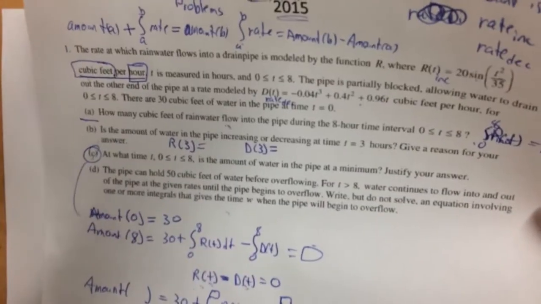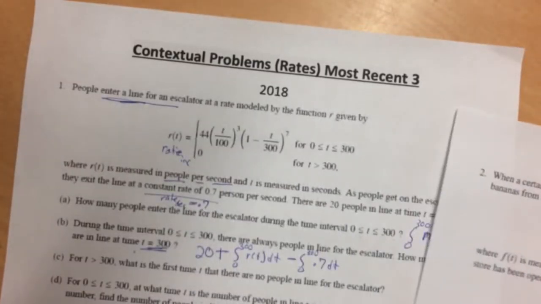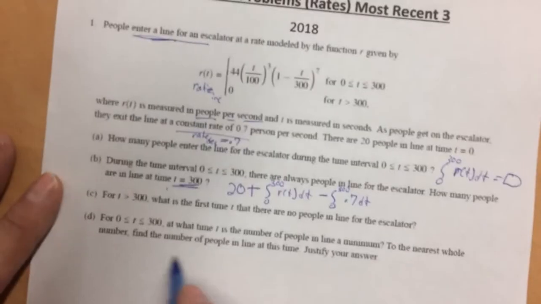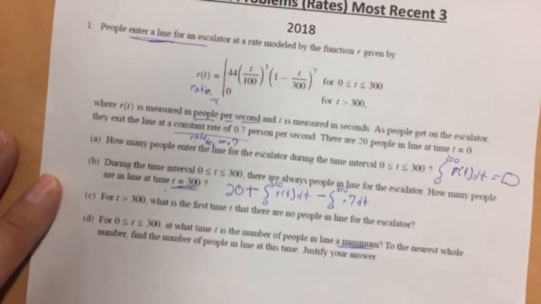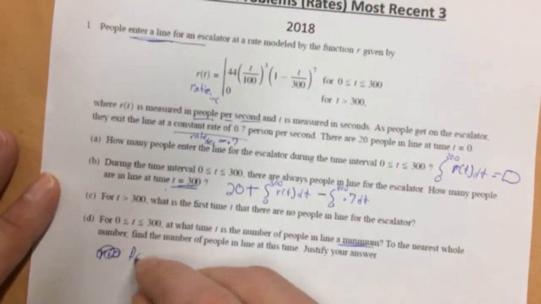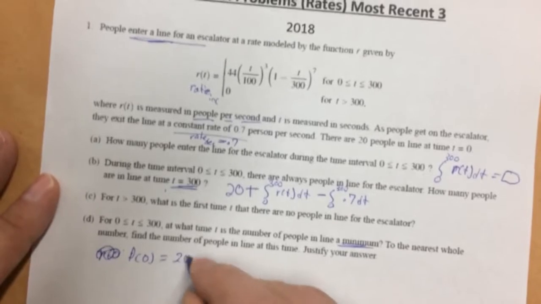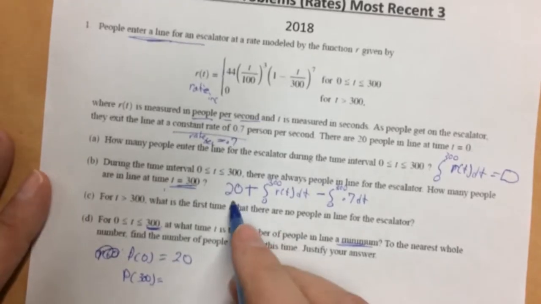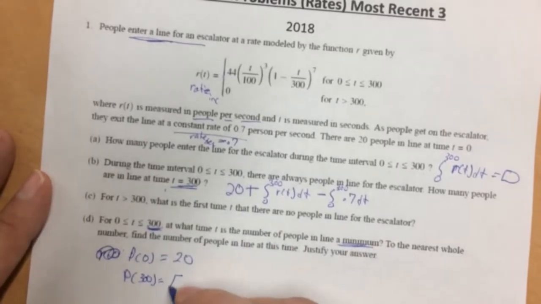The same thing came up in part D of 2018. When is it at a minimum, right? So what we're going to do is find the amount of people at time 0, which it told us was 20. We're going to find the people at time 300, which is the other endpoint. And we already found that in part B, whatever that number is.